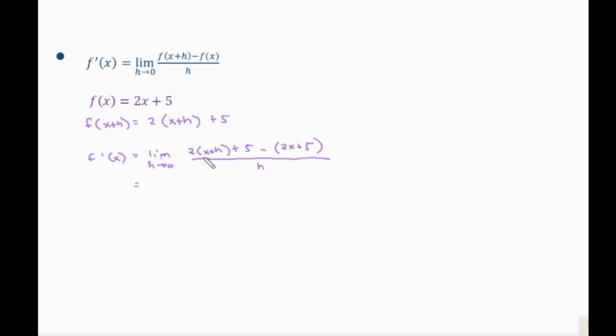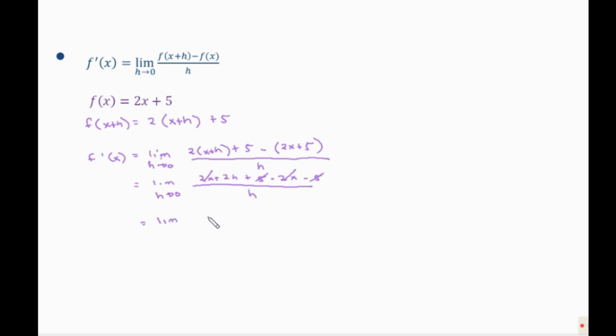So for the limit of 2 times x plus h plus 5 minus 2x plus 5, all over h as h approaches 0, it will be the limit of, let's just distribute 2. We have 2x plus 2h plus 5 minus 2x minus 5 over h as h approaches 0. Now let's simplify. 2x minus 2x is 0. Positive 5 minus 5 is 0. So you will be left with 2h.